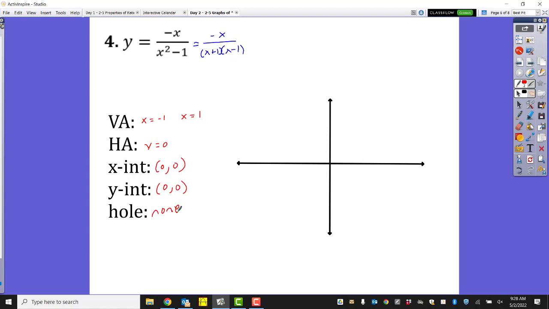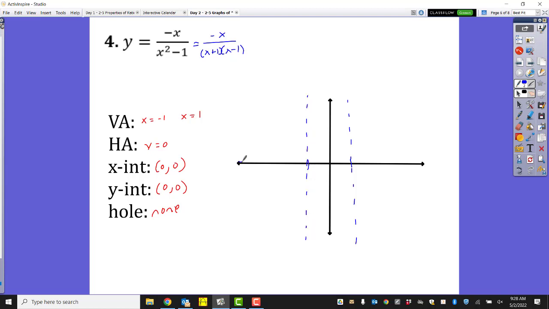From here, I want you all to pause the video and try and graph it yourself. I'll pick it back up in a second. All right, here we go. So we have vertical asymptotes at 1 and -1. So here's 1. Here's -1.